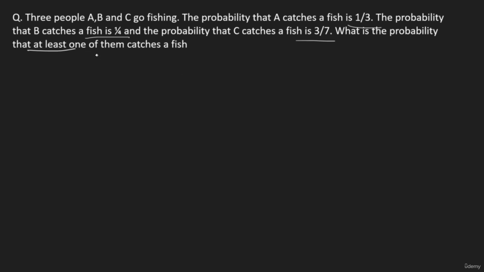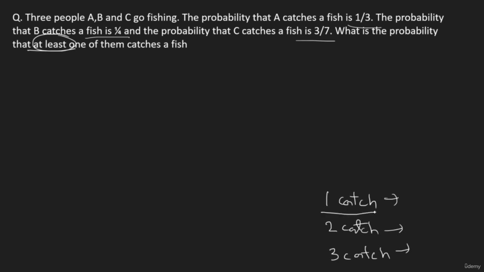Over here, we need to find the probability that at least one of them catches a fish, right? So we can do this in two ways. One way would be, if we want at least one of them to catch a fish, there could be a possibility where one catches a fish. There could be a possibility where two catch a fish, and there is a probability where 3 people catch a fish, right? Now, we can calculate these independently and add up these probabilities to get the answer.